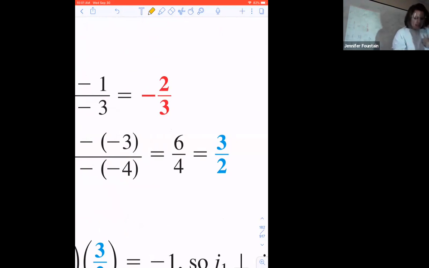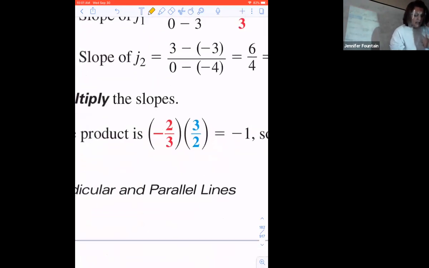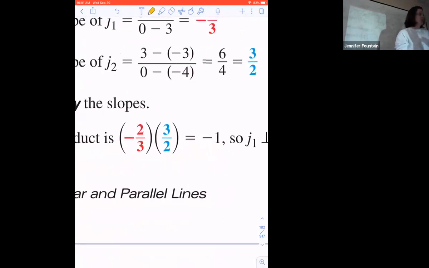Again, I could check it by multiplying the two together. -2/3 times 3/2. -2 times 3 would be -6. 3 times 2 is +6, and -6 over +6 is -1. So based on knowing that my slopes are negative reciprocals, they are perpendicular.